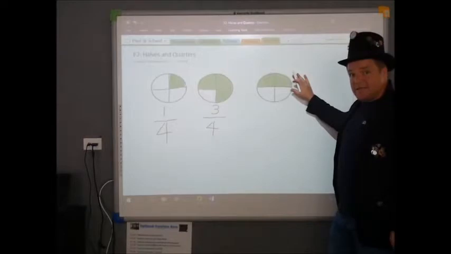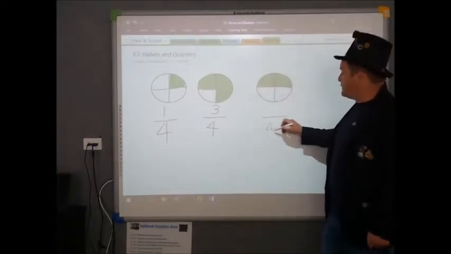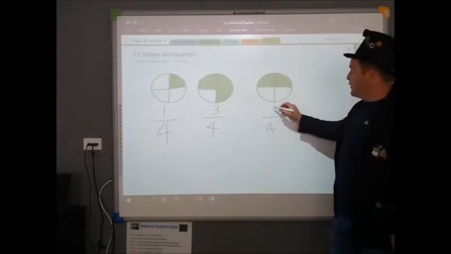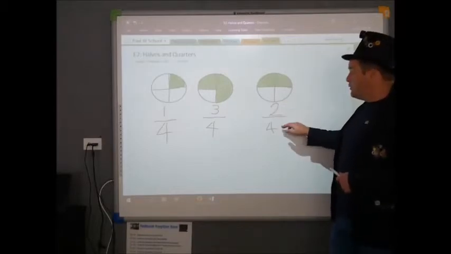Let's look at this one here. This, again, is broken into fourths. So let's put our line and put our 4 down. We know there's 4 bits altogether. Okay? How many are highlighted? 1, 2. So let's put a nice big 2 up here. Okay? You can see this is currently 2/4.